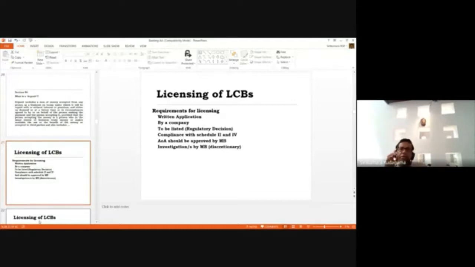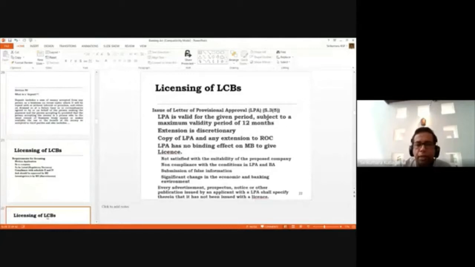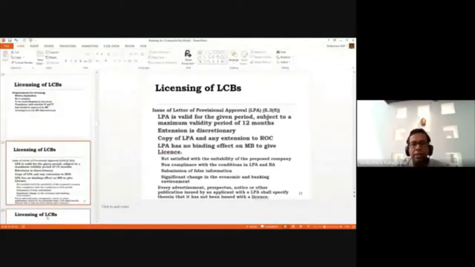Still in the process of these provisions, Section 2 and other things are related to licensing licensed commercial banks, not specialized banks. But in this slide, I have mentioned Schedule 2 as well as Schedule 4. Articles should be approved by the Monetary Board. There can be investigations done by the Monetary Board if necessary. Right?